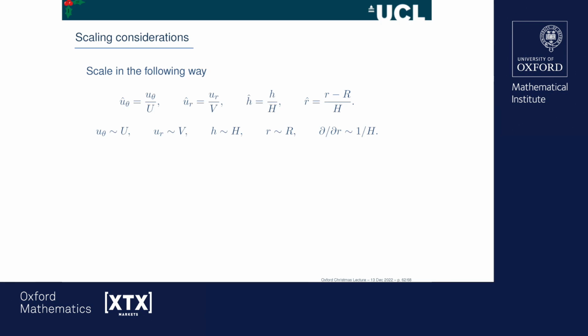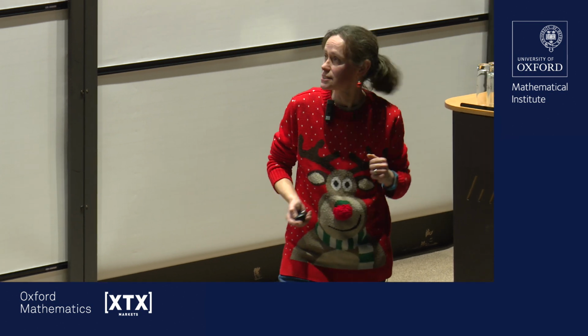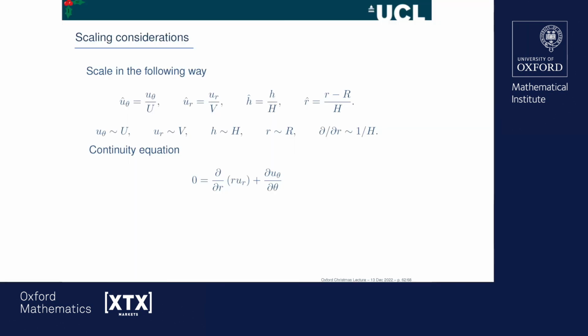And that tells me that my quantity u theta looks like capital U, my quantity u r, which is the radial velocity, looks like capital V, the height looks like capital H, radius looks like capital R, and the variation d by dr, derivative with respect to distance, well, any variation has to happen over this thin gap. So that looks like 1 over h. If I put all of those into that last equation I had, which was this one, what I have is the first term is of order r times v divided by h, and the second term is of order u.